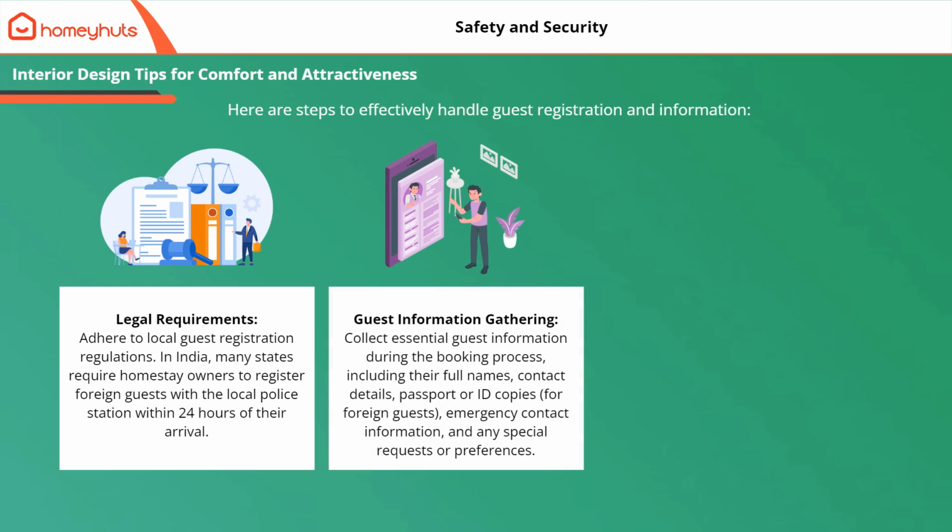Guest information gathering. Collect essential guest information during the booking process, including their full names, contact details, passport or ID copies for foreign guests, emergency contact information, and any special requests or preferences. This information can be crucial in case of emergency or unforeseen circumstances. This can also include consent for data processing and acknowledgement of house rules.